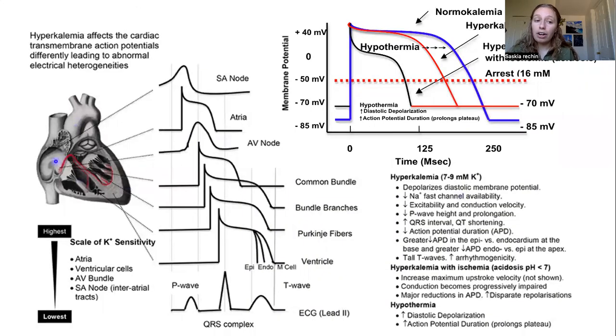And different parts of the heart are going to react with different sensitivities to calcium. And that reaction is also going to be mediated by the levels of ischemia and the level of hypothermia. So the colder it is, the more ischemic environment it is, both pre-existing as well as longer cross-clamp, the worse those hyperkalemic effects are going to show up.